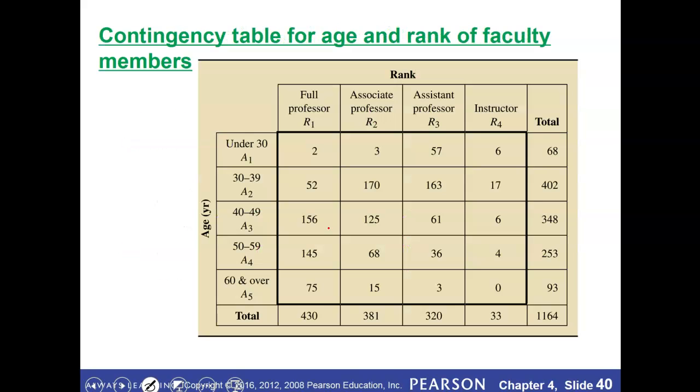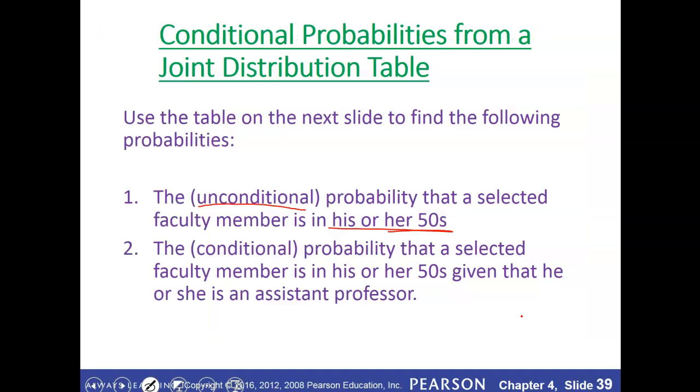If we look at this slide, here are all the people that are in their 50s, and that is a total of 253 of them out of 1,164. So to answer this question, we would take 253 out of 1,164 people. That's not a conditional probability because it's out of the total amount. That's different than in number 2, because number 2 is a conditional probability question.